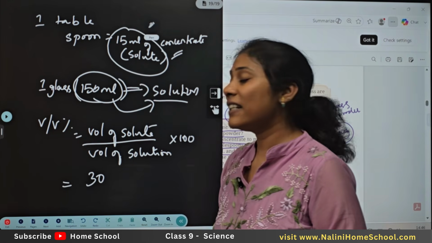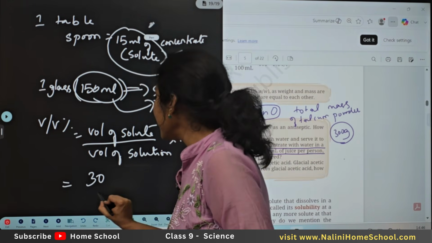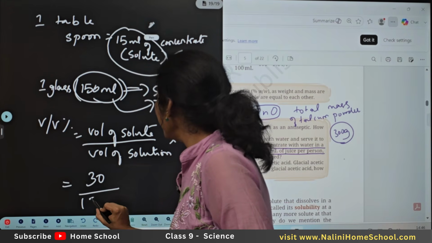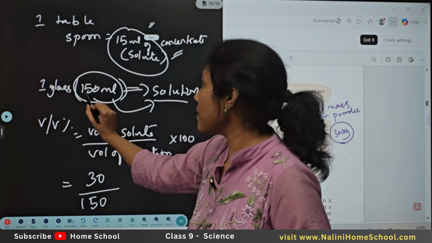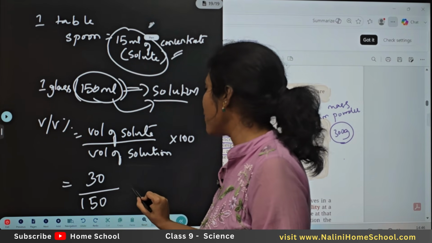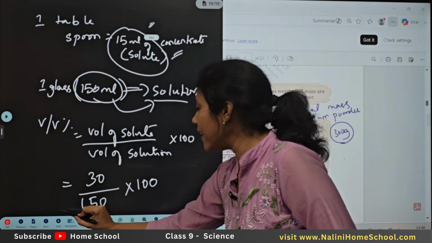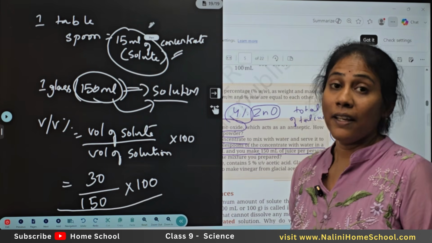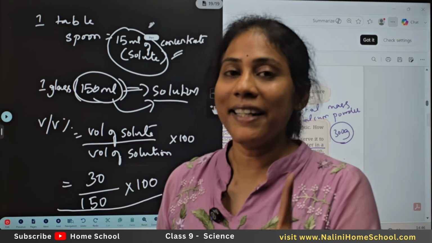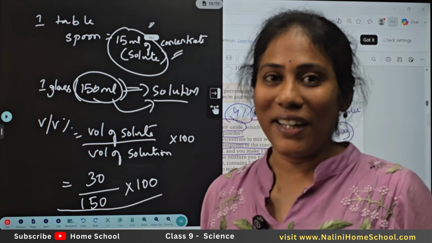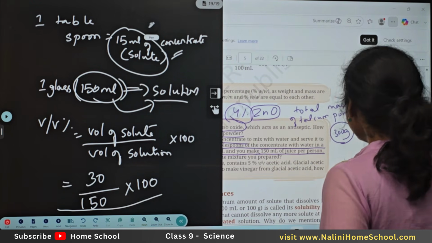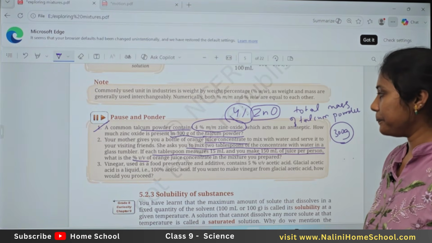So what is the calculation you have to do? 30 divided by 150, that is, the volume of solution is 150, and you multiply by 100. So if you do this calculation, you would get the answer. So you do the calculation and tell me what answer you got. Okay, so that is about the second question here.